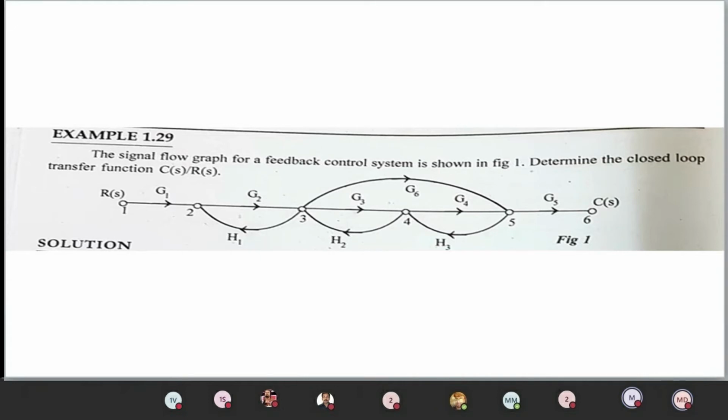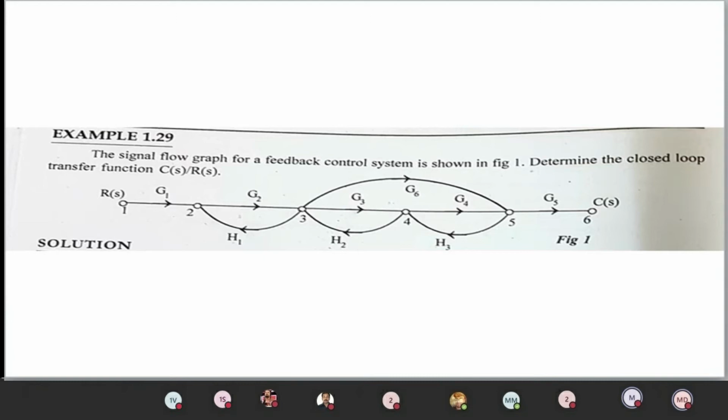Now let us fix our attention to the third problem. The signal flow graph for a feedback control system is shown. Determine the closed loop transfer function. Okay. As I told you, the first step is to determine the number of forward paths.